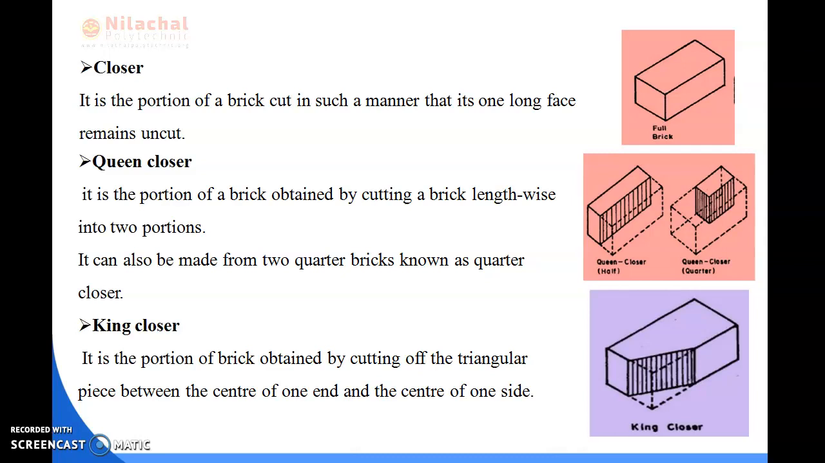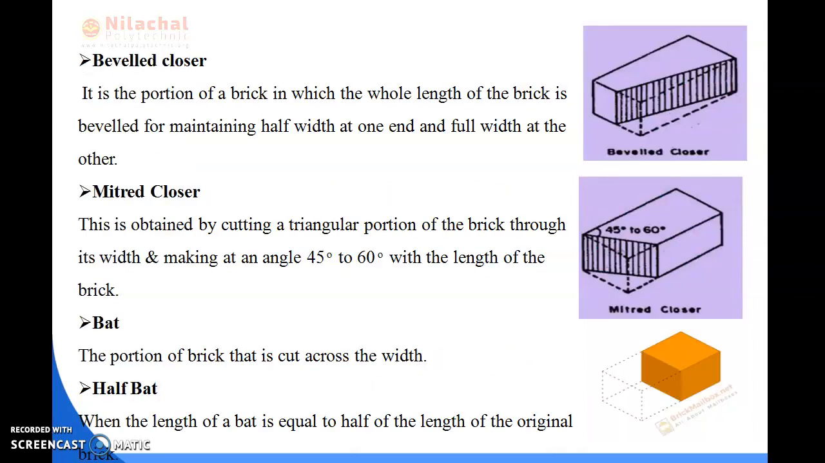So what do you mean by closure? It is the portion of a brick cut in such a manner that its one long face remains uncut. It is known as closure. While constructing any of our brick masonry or building walls, while we are placing the brick, the one long face that remains uncut is known as closure brick. There are four types of closure brick. First is queen closure, king closure, bevel closure and mitred closure.